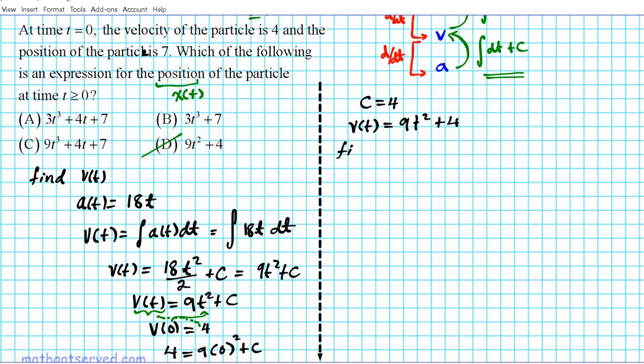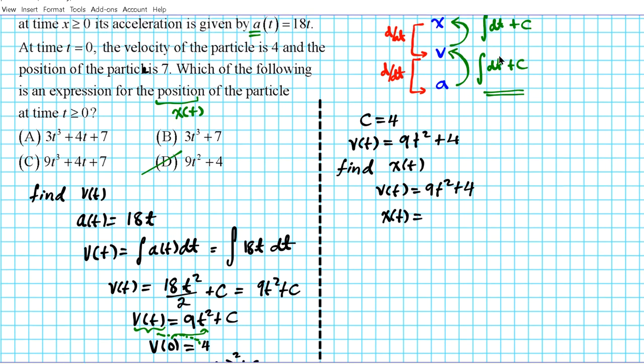So now we want to find the position function. Starting from velocity, we know that that's 9t squared plus 4. How do you find the position from velocity? If you look at Siva right here, you can see that you just integrate, right? So we're going to integrate the velocity function to find the general position function. So we're going to integrate 9t squared plus 4.